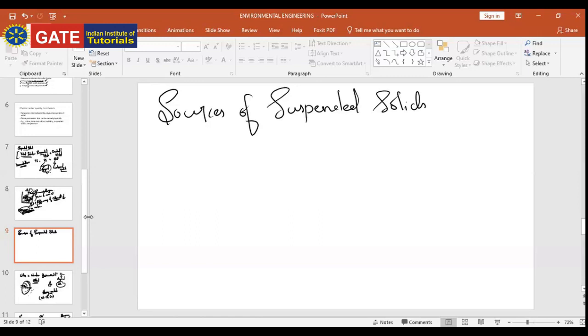So suspended solids may be anything that will not dissolve in water, right? It should not dissolve in water. It should remain as suspended solids in the water. So that is what we call suspended solids. Now, what are the different types or sources of suspended solids which we can have? Okay, and the first one will be inorganic solids. You can write it, inorganic solid or inorganic matter.